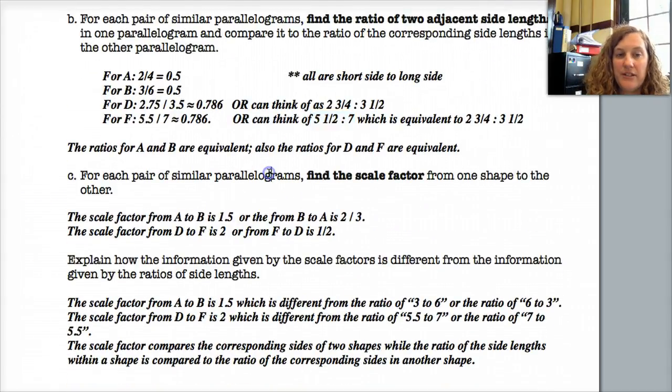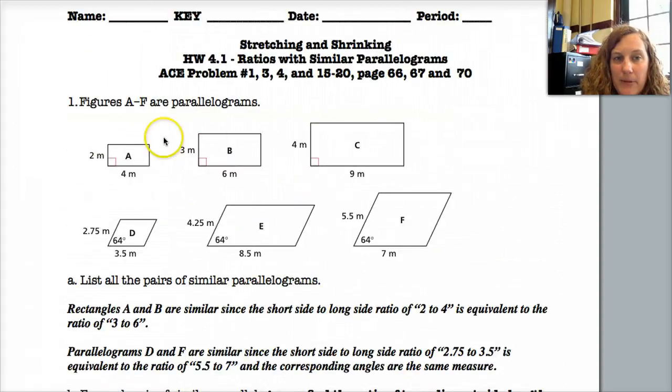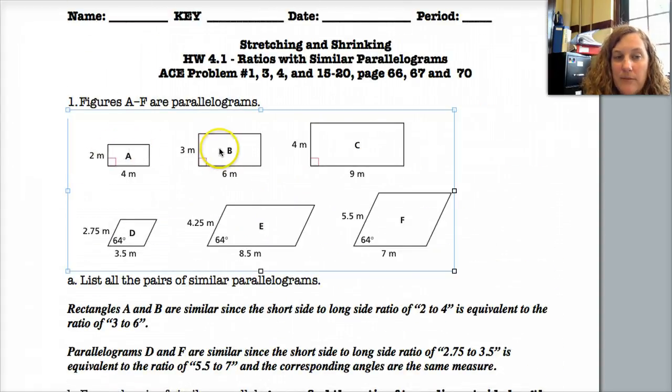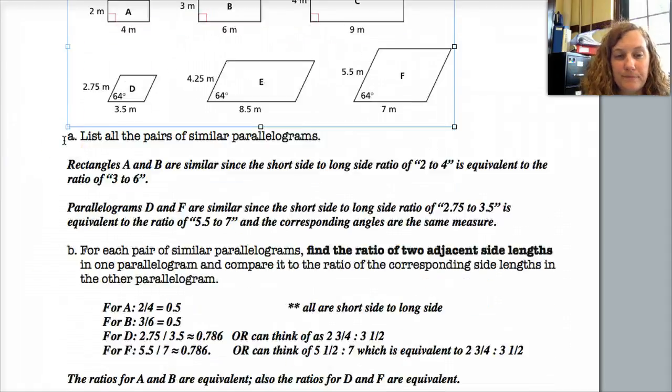For each pair of similar parallelograms, find the scale factor from one shape to the other. So the scale factor from A to B is 1.5, or from B to A is 2/3. The scale factor from D to F is 2, or from F to D is 1/2. If you look at the pictures, to go from A to B, you multiply by 1.5. To go from D to F, you multiply by 2, or vice versa, either 1/2 or 2/3.